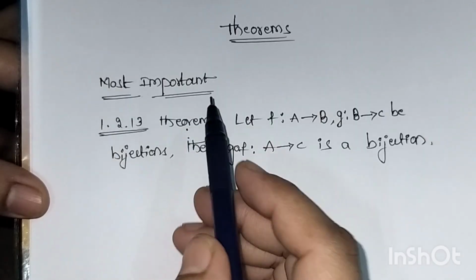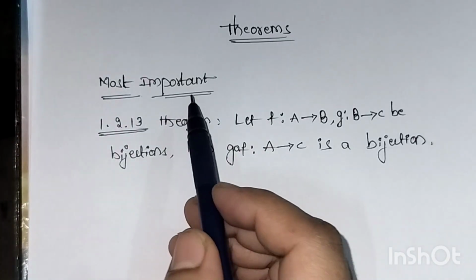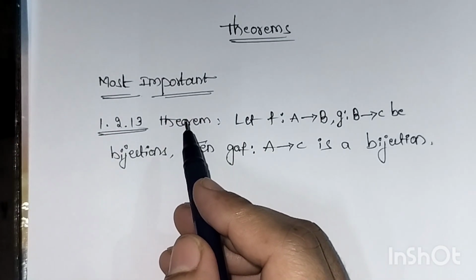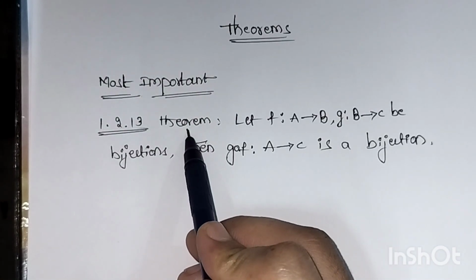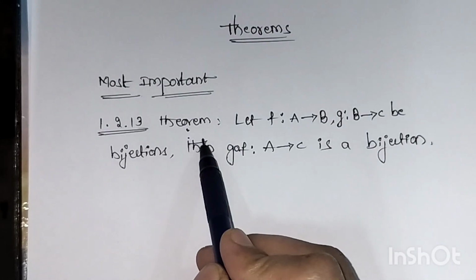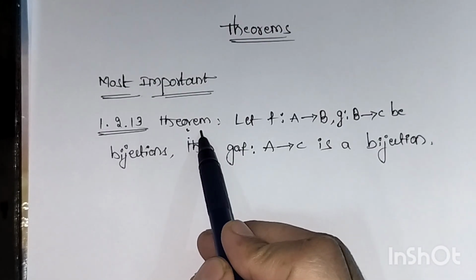Theorems. Most important theorems. In this chapter there are 4 theorems. Out of these 4 theorems, one theorem is definitely going to come in the exam. These 4 theorems are very important. This is the first one.